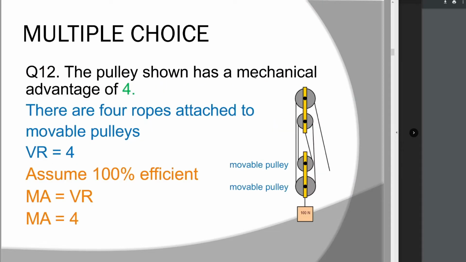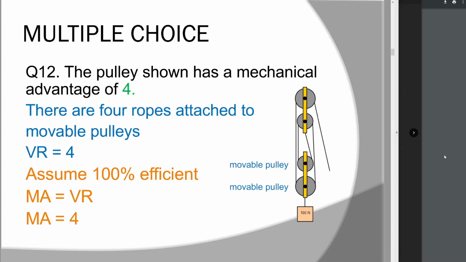Next one. The pulley shown has a mechanical advantage of 4. I don't like this question as much as I would. These days, I would have written it as the pulley shown has a velocity ratio of 4. We can't determine the mechanical advantage of a device by looking at it; we have to measure the relative forces. The velocity ratio we can tell. I like to think of velocity ratio as a virtual reality thing, not achievable in real life. However, if they don't say otherwise, we can assume things are 100% efficient, in which case mechanical advantage and velocity ratio are the same.